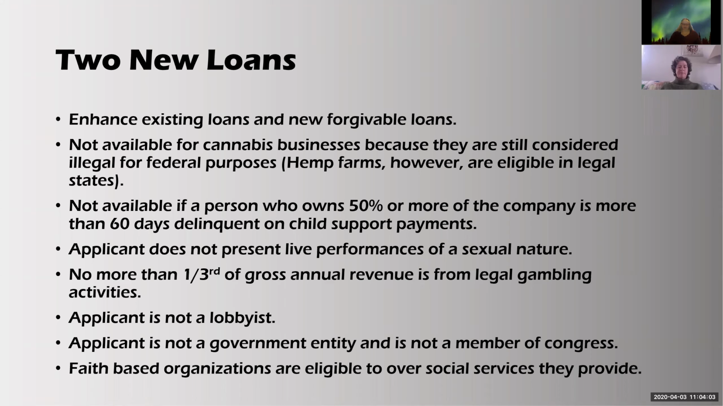If more than a third of your gross annual revenue is from legal gambling activities, you cannot get one of these loans. So that means the casinos are all out of luck, even though they are completely closed down. You cannot be a lobbyist, you cannot be a government entity, and you cannot be a member of Congress. I thought that was interesting. This is probably the only thing I've ever seen Congress do that excluded them from something.